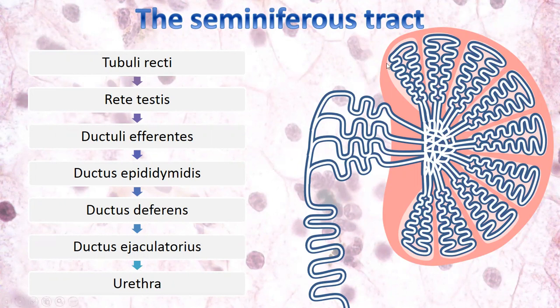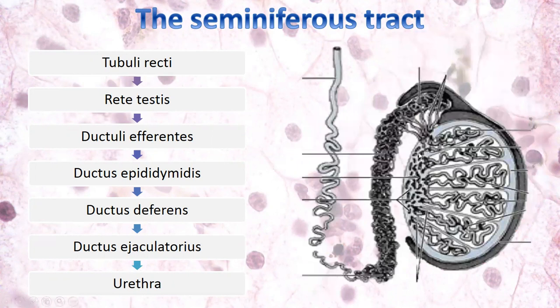So intratesticular parts of seminiferous tract are tubuli recti, retrotestis, and initial portions of the ductuli efferentes. And here we can see tubuli recti, retrotestis, and ductuli efferentes, and epididymis, which is formed by ductus epididymitis, and it's continued by ductus deferens, and it's fused with this duct from the seminal vesicles, and they form ductus ejaculatorius, which is opened in urethra.